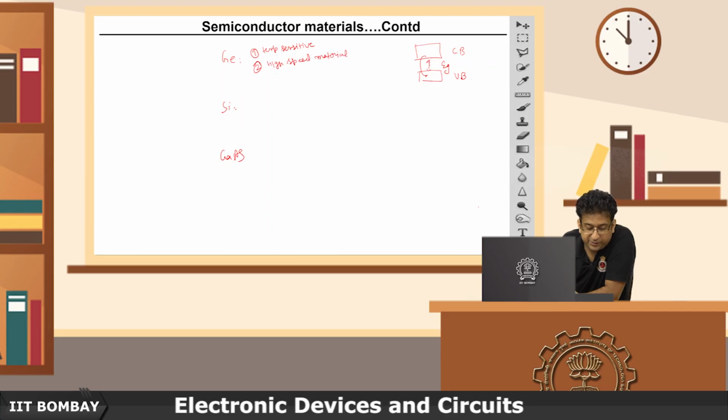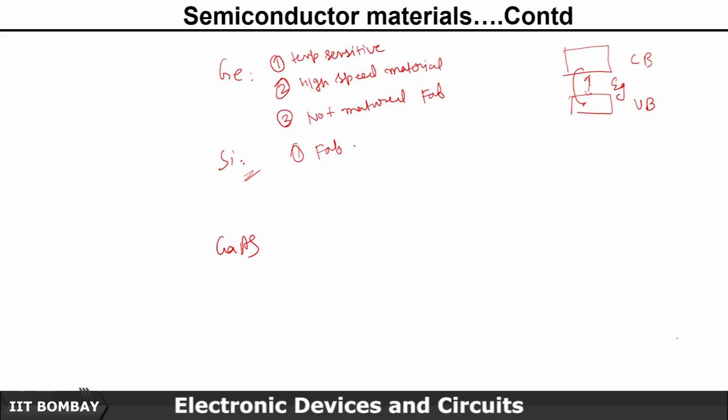But the fabrication technology is not yet matured for germanium. Okay, so you can say it is an immature fab. On the contrary, for silicon, the fabrication technology is absolutely matured, in a much better state than for germanium or gallium arsenide. That's why silicon remains the backbone of the semiconductor industry.